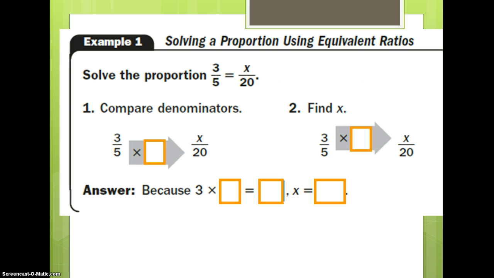In example 1, solving a proportion using equivalent ratios. You can see that 3/5 is equal to x over 20. We need to find what x is. So to do that, we know that 5 times 4 equals 20. Because I did 5 times 4 in the denominator, you can do 3 times 4 in the numerator. 3 times 4 is 12. So x equals 12.